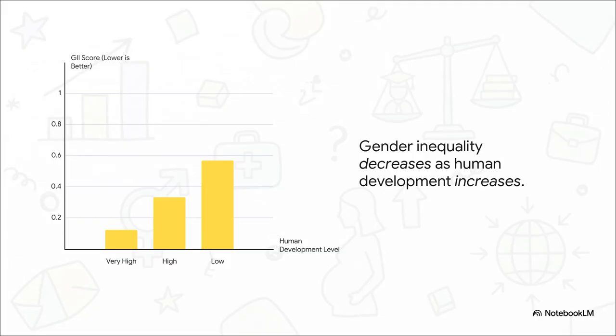In this chart, wow, this really tells the story. You can see so clearly how development and equality are linked. For countries with very high human development, the average GII is super low, just 0.125. But then look all the way to the other side. The low development group, their average is a way higher 0.571. The takeaway couldn't be clearer. As a country develops, gender inequality tends to go down.